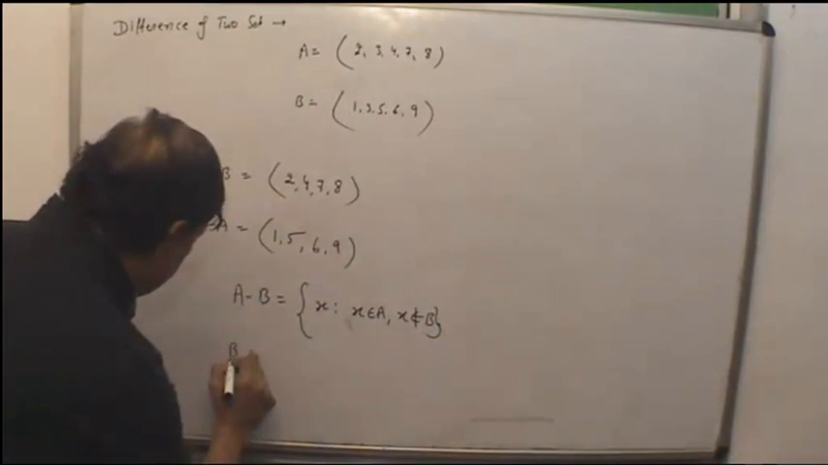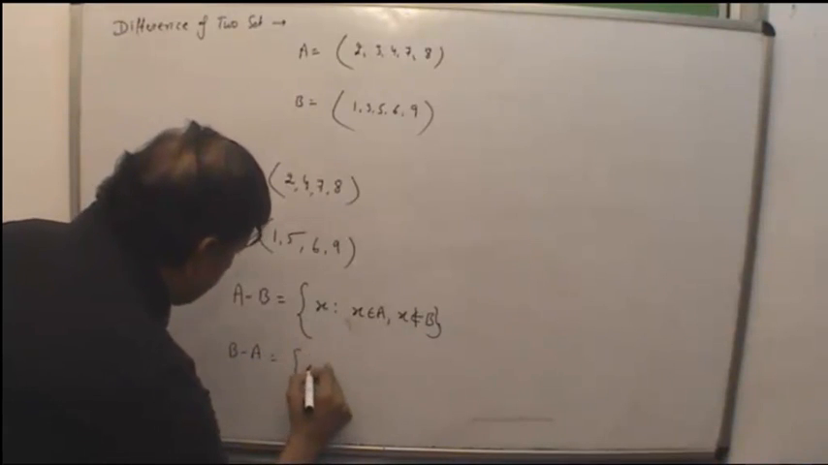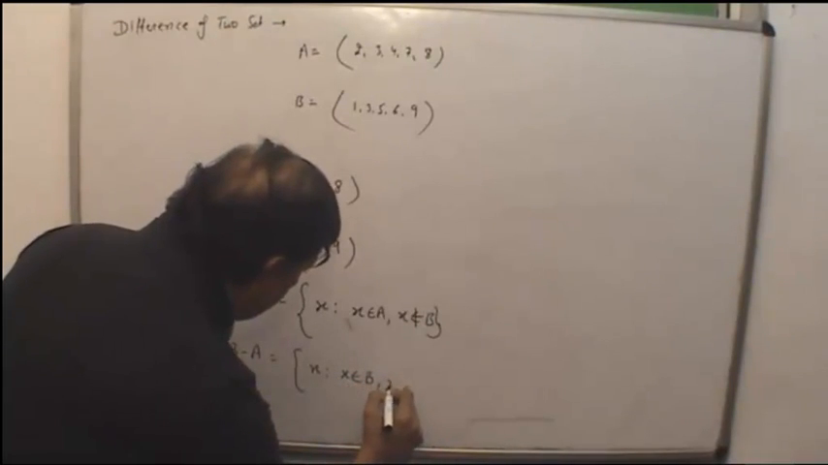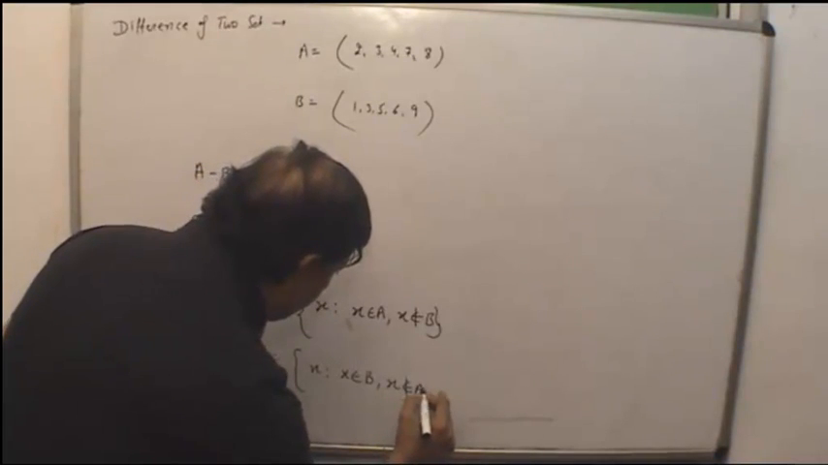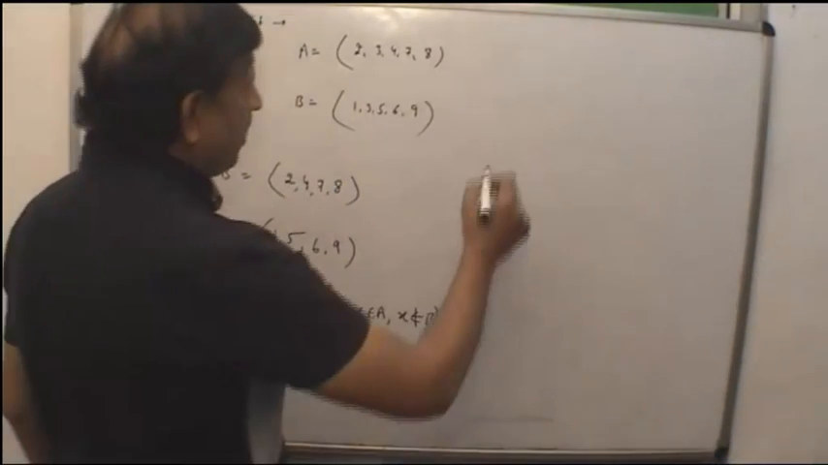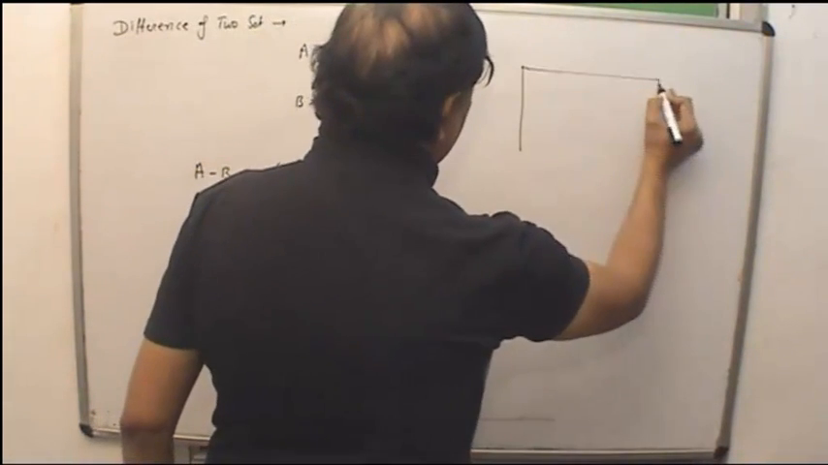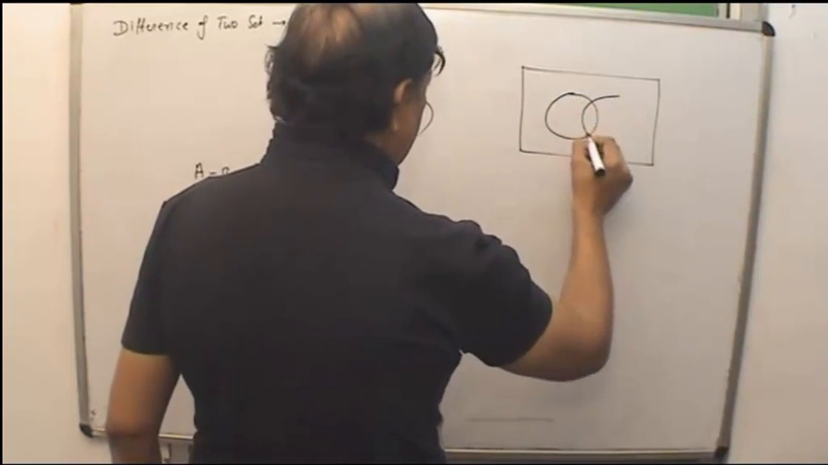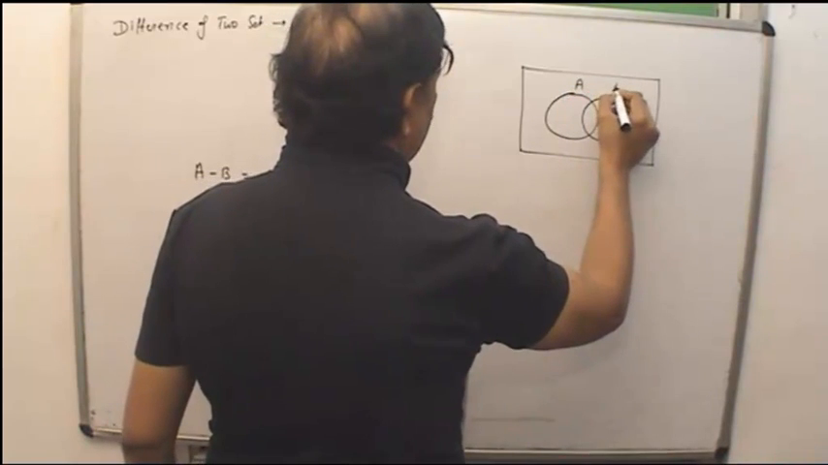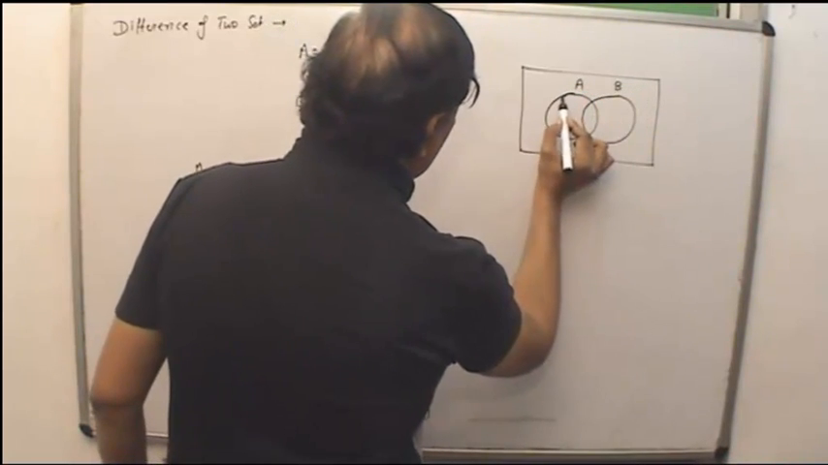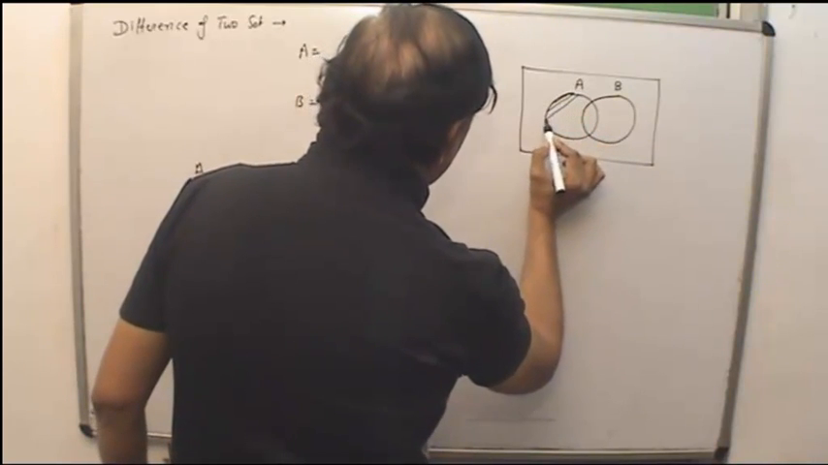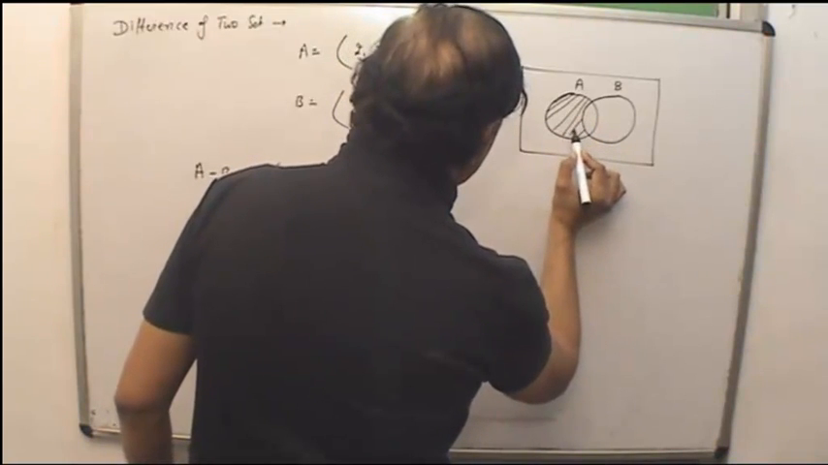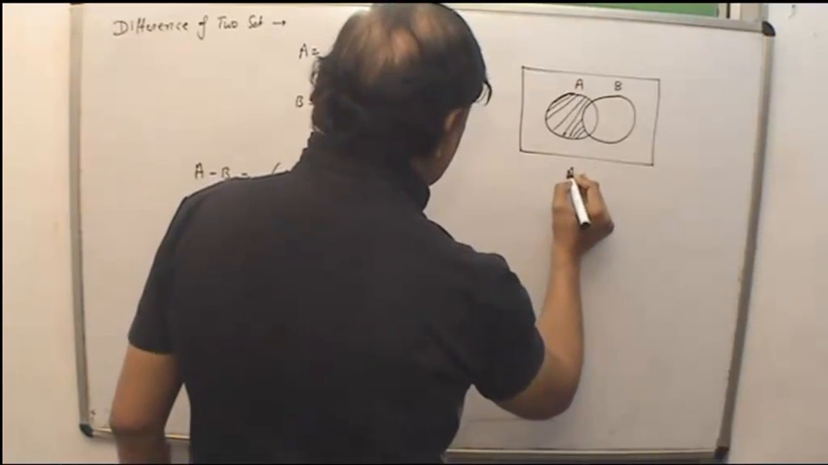And what is B minus A? We reverse the condition. That is, X is such that X belongs to B, comma, X does not belong to A. And what about the Venn diagram? For A minus B, we write in this way. Here there are two sets, say A and B. What is A minus B? Those elements of A which are not in B. That's the part which we shaded. It is A minus B.